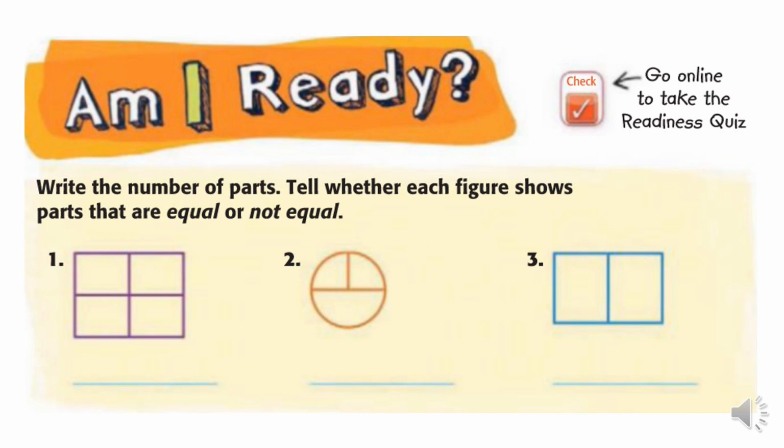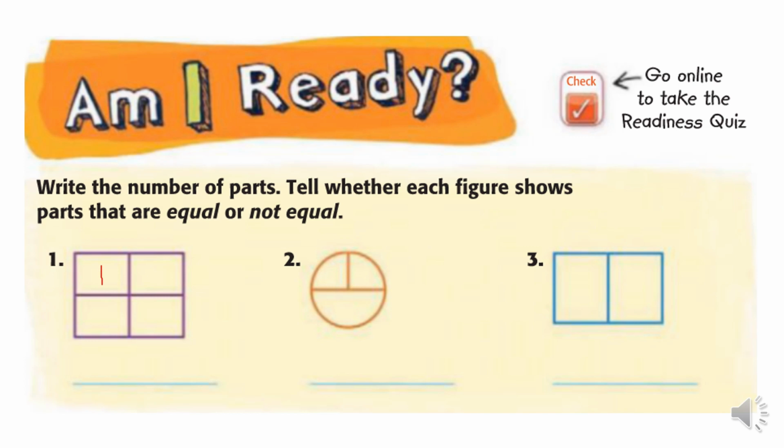Okay, so am I ready? Let's see if we're ready. In the first activity, they're asking us to write the number of parts, and then we're going to write if the parts that we're looking at are equal or not equal. Okay, so the first one is a square, and it's divided into how many parts?